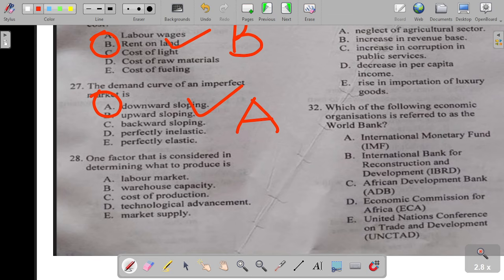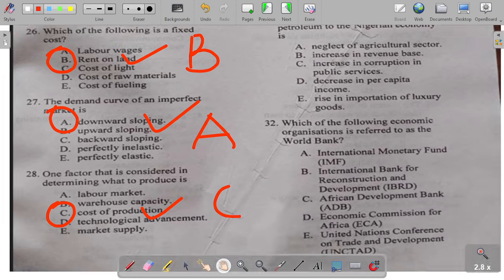28. One factor that is considered in determining what to produce is what? We are just talking about market feasibility. For you to know what to produce, you need to know what the people want. Number 28, we have labor market, warehouse capacity, cost of production, technology advancement, and market supply. No, the answer is cost of production. 28C.